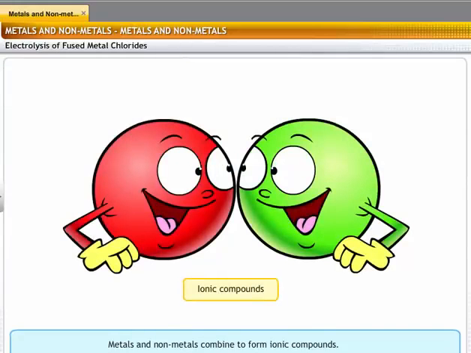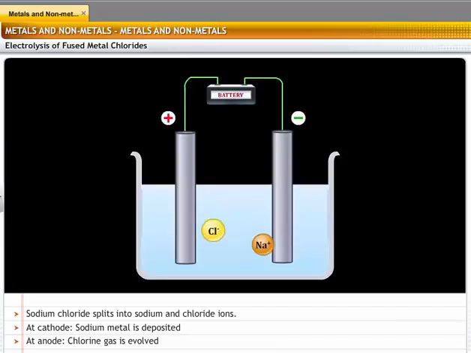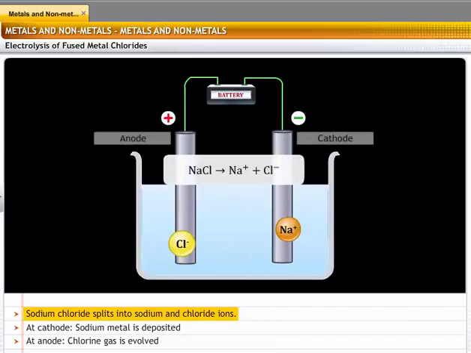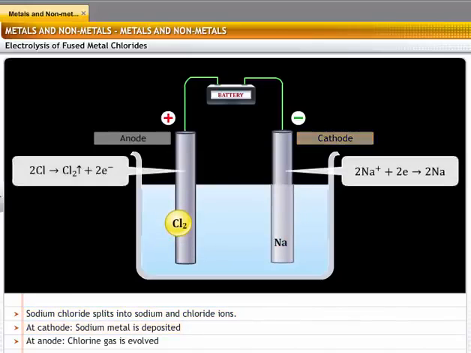In ionic compounds, the forces of attraction between the ions of metals and non-metals are very strong. Therefore, it is difficult to separate the elements in such compounds. You can overcome this force of attraction or decompose this compound by passing electricity through it. The process of decomposition of a substance by passing electricity through it is called electrolysis. To understand how metals and non-metals are separated through electrolysis, let's consider sodium chloride. On passing electricity, sodium chloride splits into sodium and chloride ions. Sodium metal is deposited at the cathode. The non-metal chlorine gas evolves at the anode.